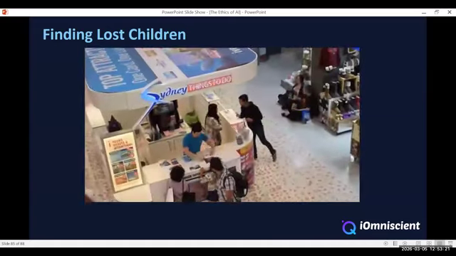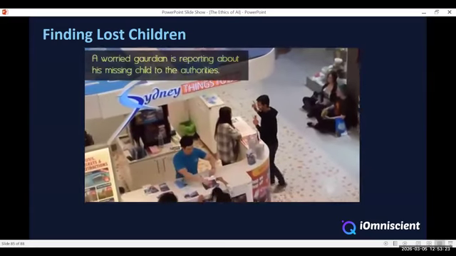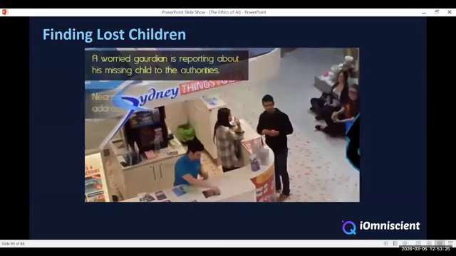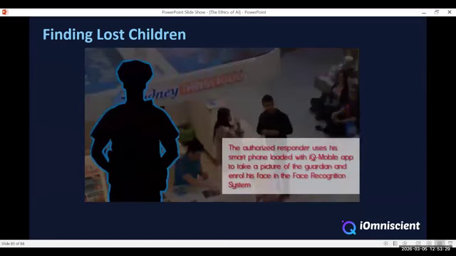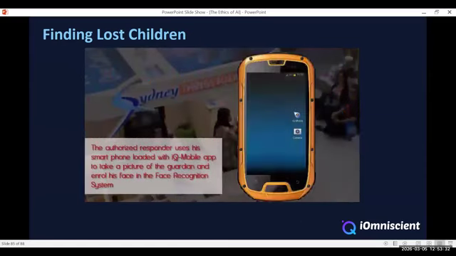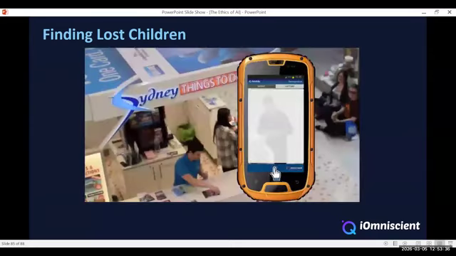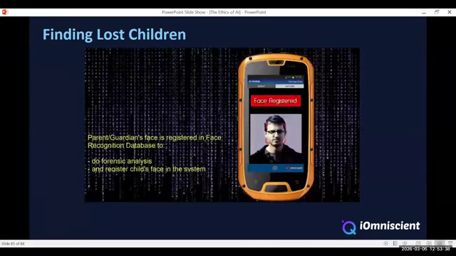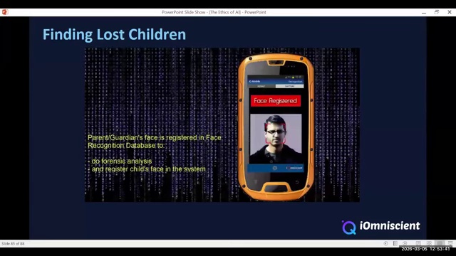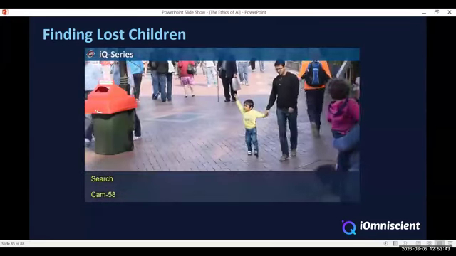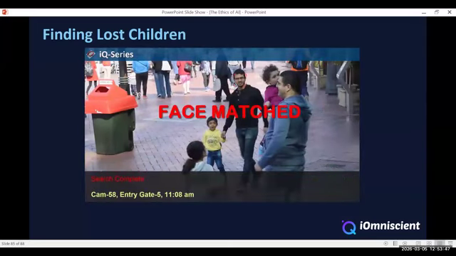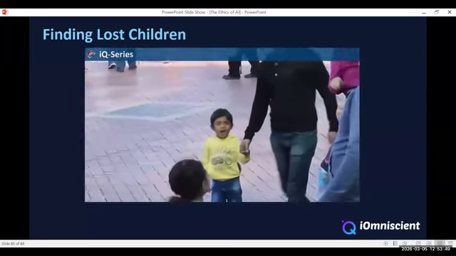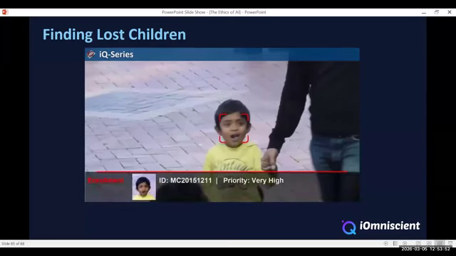A worried parent is reporting their missing child in a shopping mall. The retail assistant calls in the nearest security guard to help address the situation. The guard uses their smartphone loaded with IQ Mobile to take a picture of the parent or guardian and enroll their face in the face recognition system. The guard can then search for the parent and find when they first came in the shopping mall with the child. Having extracted this footage, the guard can see the parent walking in with their child, and based on that, the child's face can be enrolled in the system.